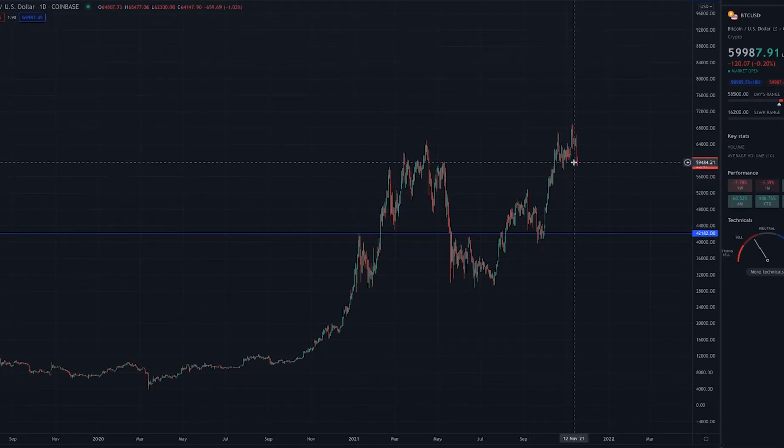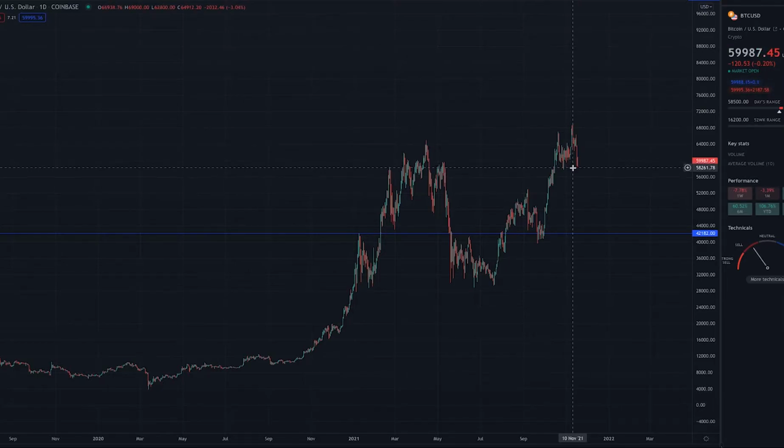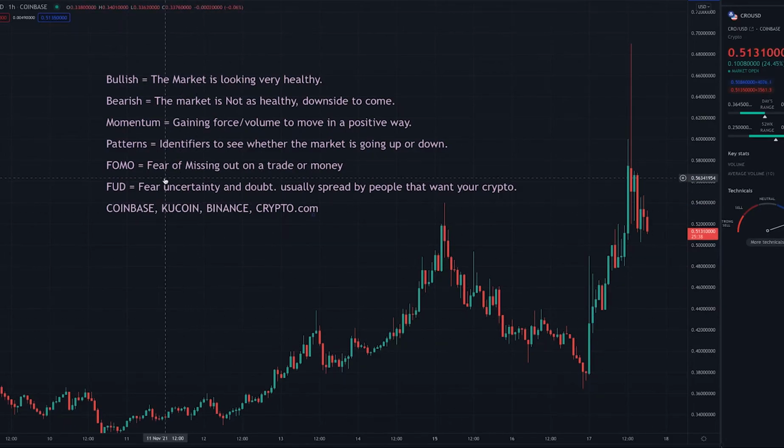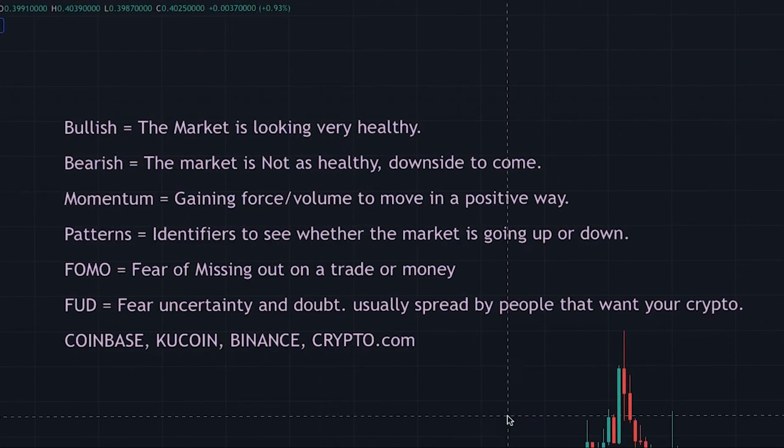From right here, we're at 69,000, we've corrected so far to 58, we can go down to around 57, and it's still not something to be so worried about and concerned about. Let's go back over to our chart. So you have momentum, gaining force, gaining volume to move in a positive way.